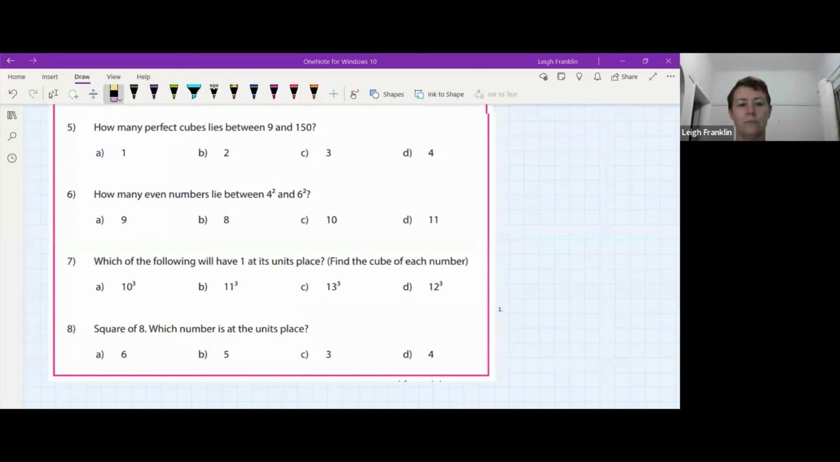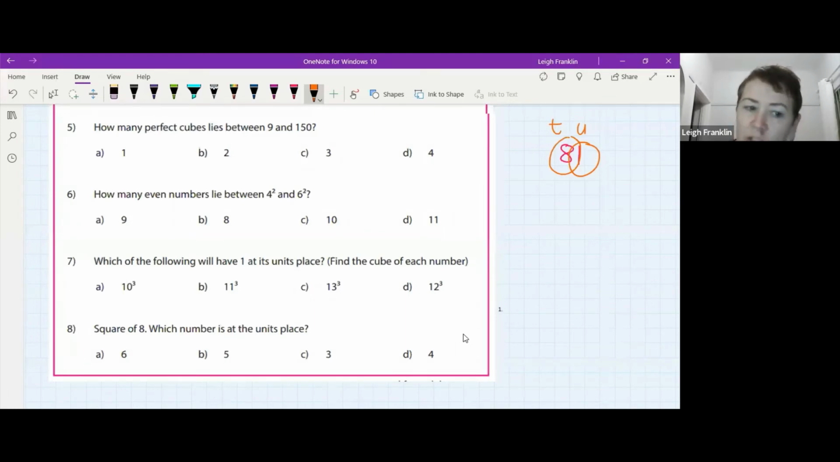Excuse me, ma'am. Yes, Tahila, what's your question? I don't understand number 7. Okay, so let's say I take a number like 81. 81 is a perfect square and it has the number 1 in its units place. There's units and there's tens. Yes.